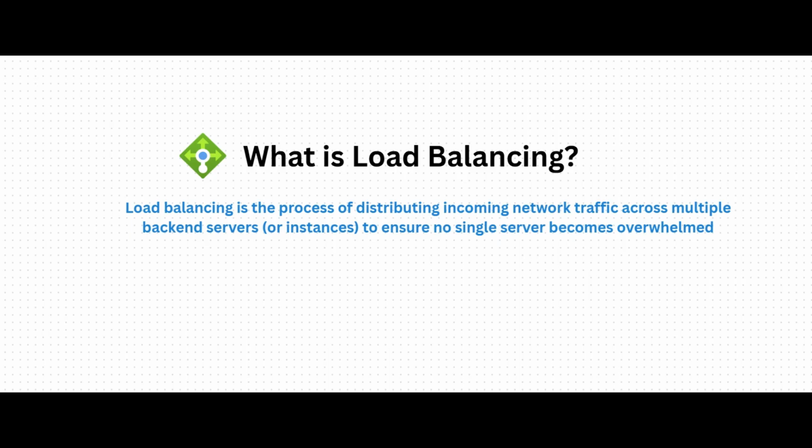Now let's try to understand this terminology with a very simple example. So think of a restaurant with multiple service counters. When a customer arrives, the receptionist directs them to the counter with the shortest queue. This helps to serve customers faster and ensures that no single counter is overloaded. That's exactly how load balancing works in the world of networking.